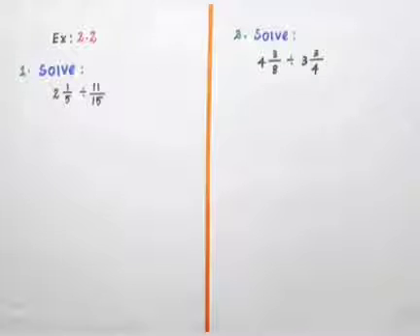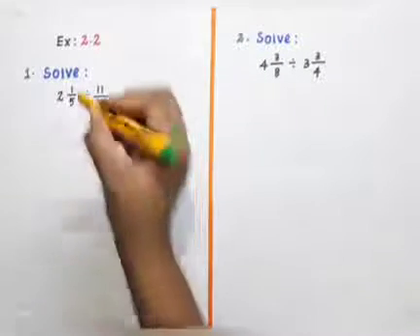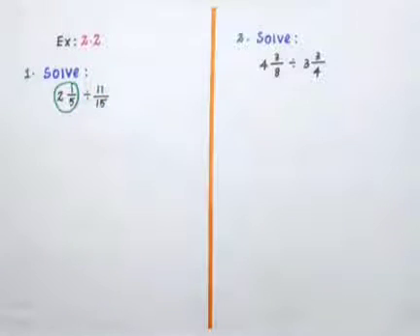Now, we move on to the exercise problems. First one, solve 2 1/5 divided by 11/15. Here, 2 1/5 is a mixed fraction. So, first we can convert it into an improper fraction.